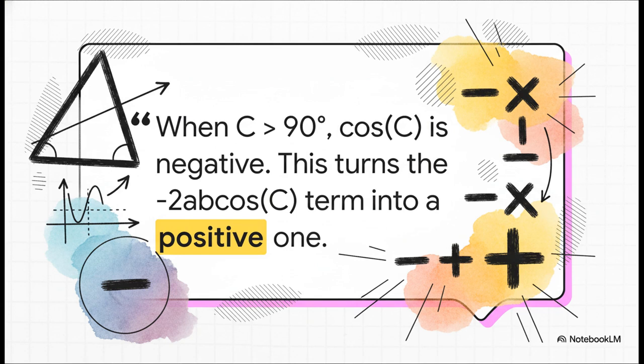If your angle is obtuse, bigger than 90 degrees, its cosine is going to be a negative number. And this is a huge deal because remember the formula? You're subtracting that whole last term. So when you subtract a negative, it flips the sign and becomes addition.